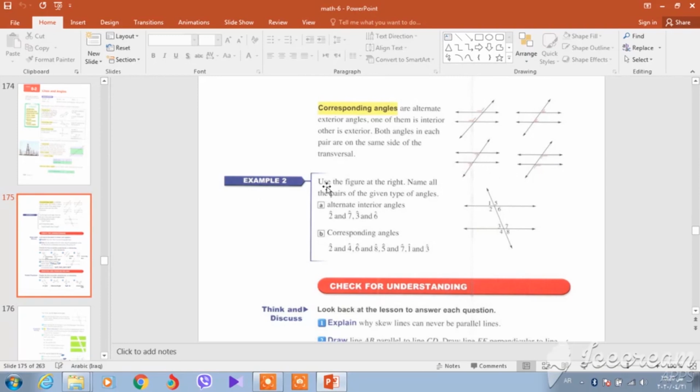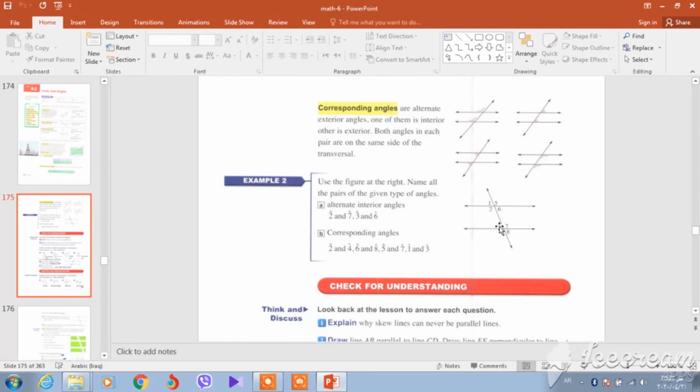Also, if we look at this example: use the figure at the right, and name all pairs of the given types of angles. Alternate interior angles: if you look, angle 2 and angle 7 are alternate, and angle 6 and angle 3 are alternate interior angles.